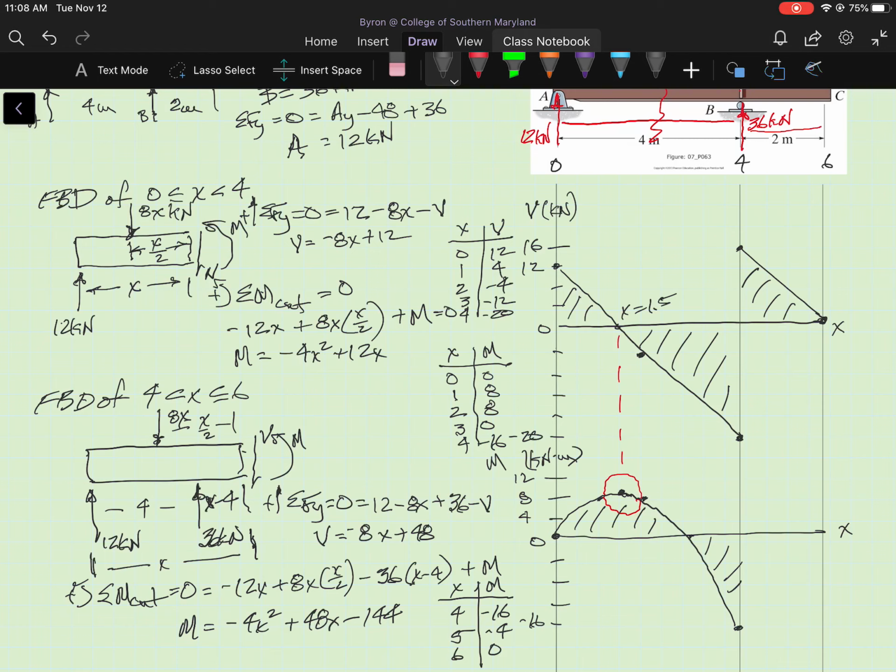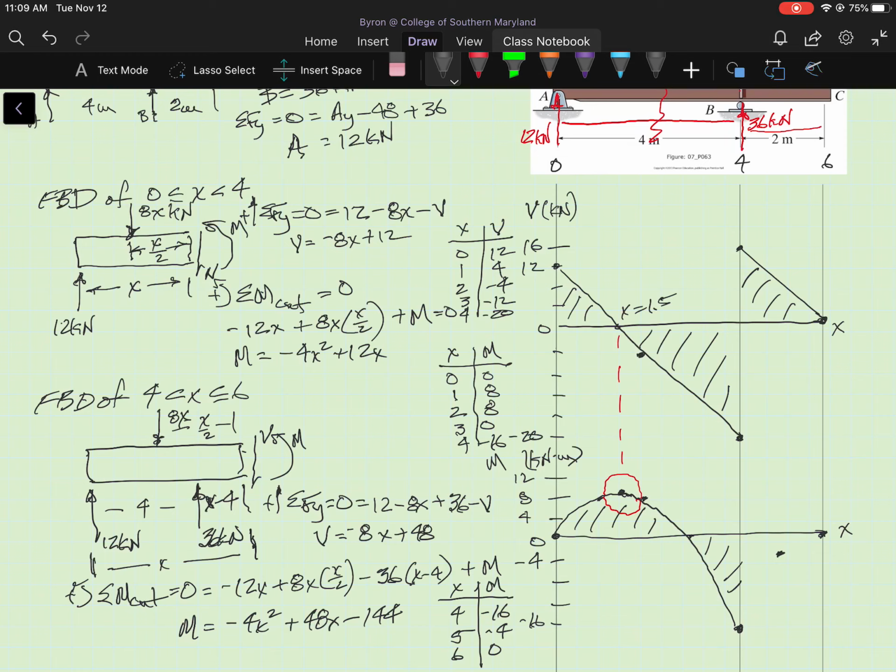So let's plot those. X equals 4, the moment is -16. It connects up to the previous moment curve. When x equals 5, it's at -4. And when x equals 6, it's up to 0.